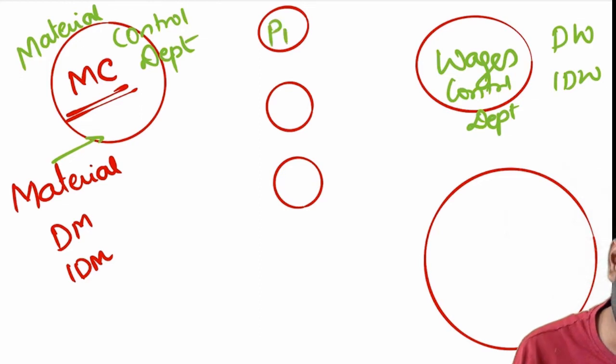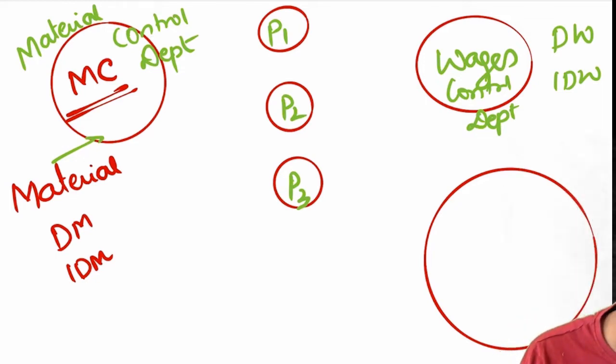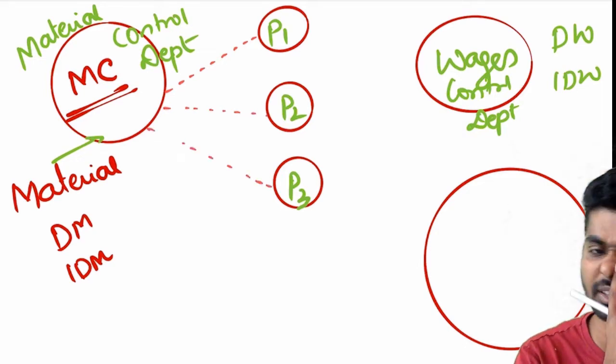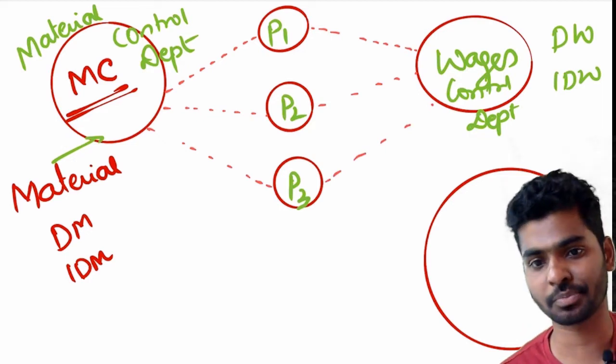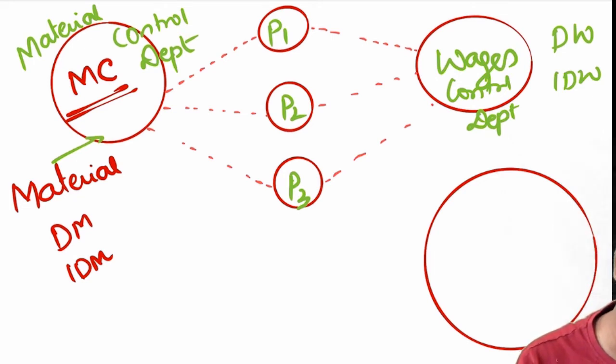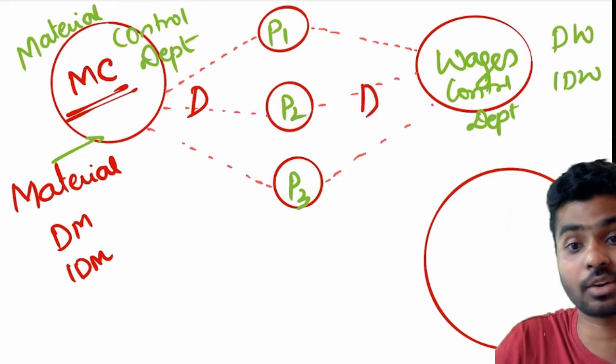From there, what happens once I start my production? So these are my production departments. I'll call it P1, P2, P3. Whenever we require to produce something, my raw materials are going to be flowing from here to here, here to here, right? And wages will move from here, here, here. But what you need to understand is, when I'm trying to produce a product, what goes into all of this is my direct material and direct wages, because I told you indirect wages is something I cannot trace to a product.